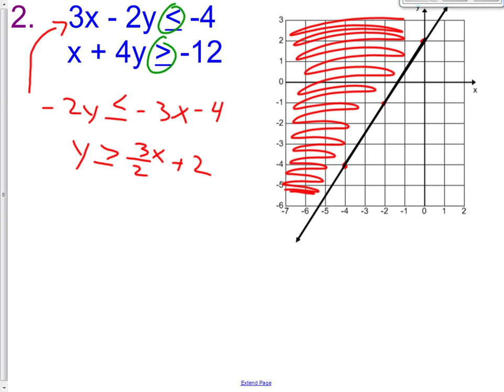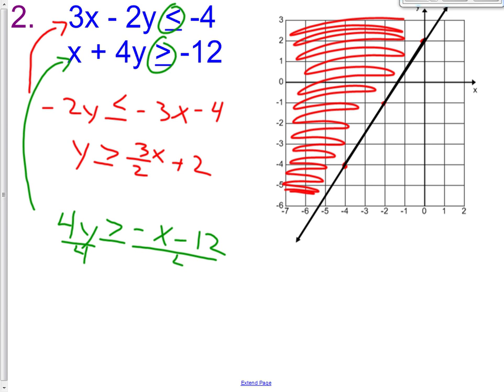So now for our next graph, we have 4y is greater than or equal to negative x minus 12. Let's get y all by itself by dividing both sides by 4. So y is greater than or equal to negative 1/4 x minus 3.